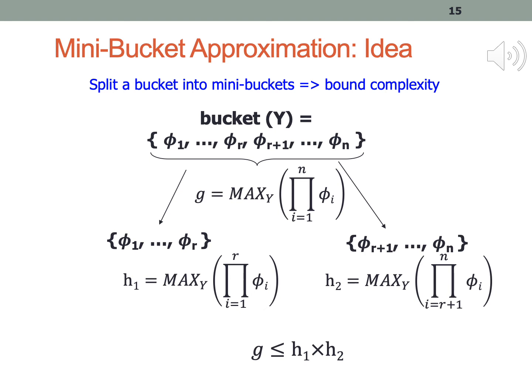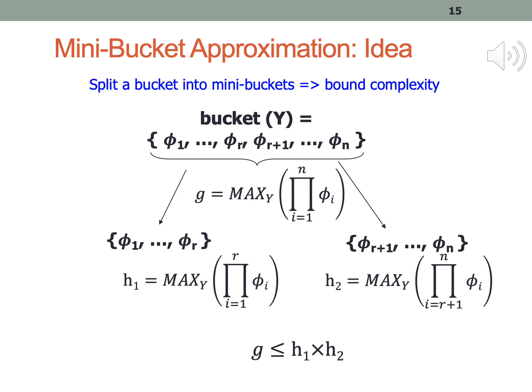For instance, as shown on the slide, let's say you have a bucket containing n functions from phi1 to phi n. We can split this bucket into two mini buckets, where the first mini bucket has r functions and the second mini bucket has the remaining n minus r functions, right? So the first mini bucket has functions phi1 to phi r, and the second mini bucket has functions phi r plus 1 to phi n. Okay?